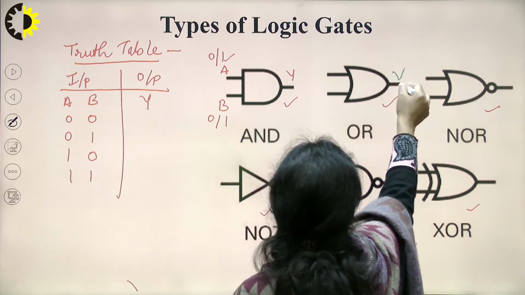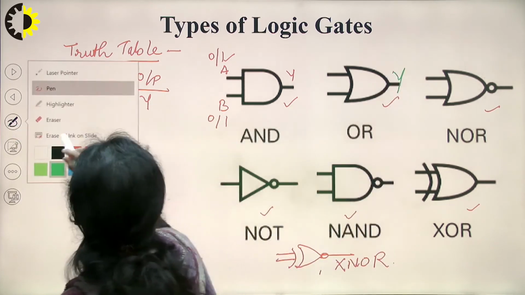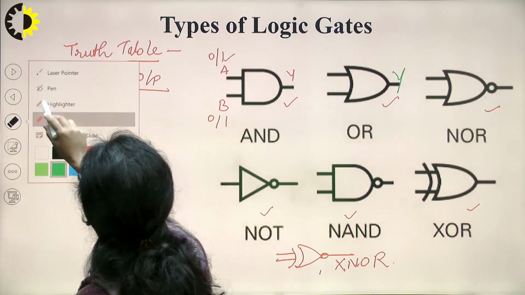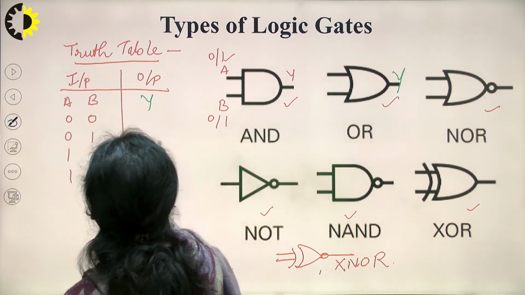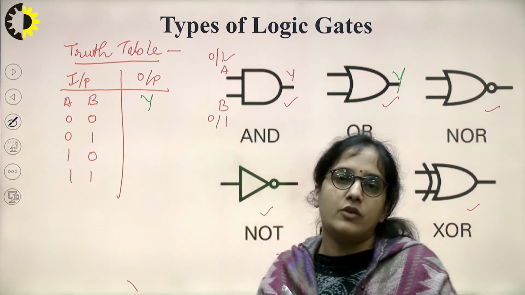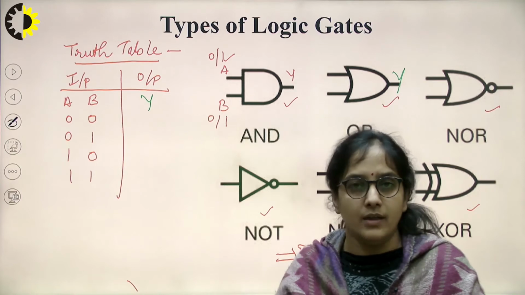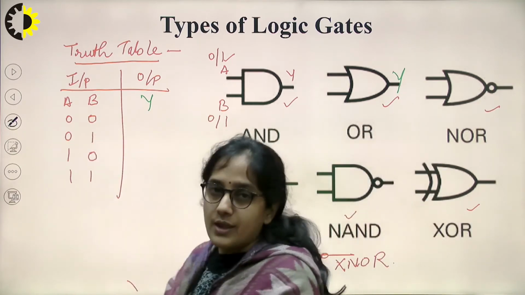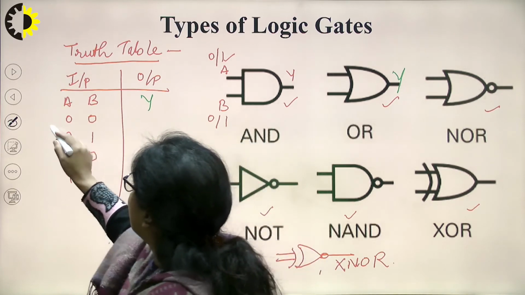This is the output of the OR gate. So if I go for the OR gate, Y is the output. As I told you, for ORing, at least one input must be high. So for the first case both the inputs are low, 0 0 means low.